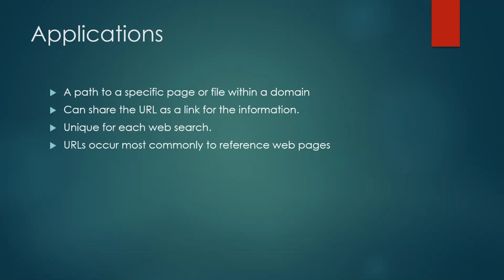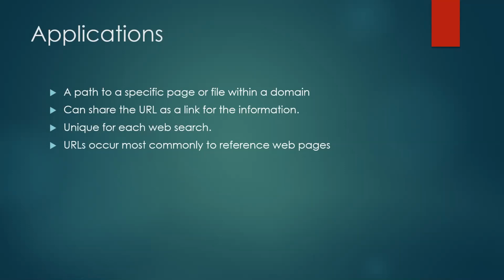What are the applications of URL? It is a path to a specific page or file within the domain, and this URL can be shared as a link for information. You all know, share the link, share the link. We very often use these URLs in order to share the information, and it is unique. This URL is unique for each web search, and these occur most commonly to refer the web pages.